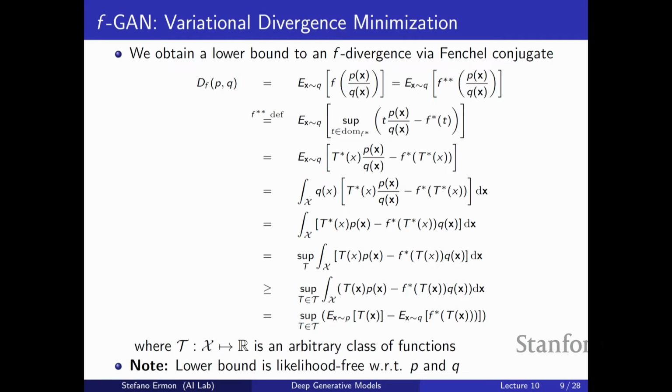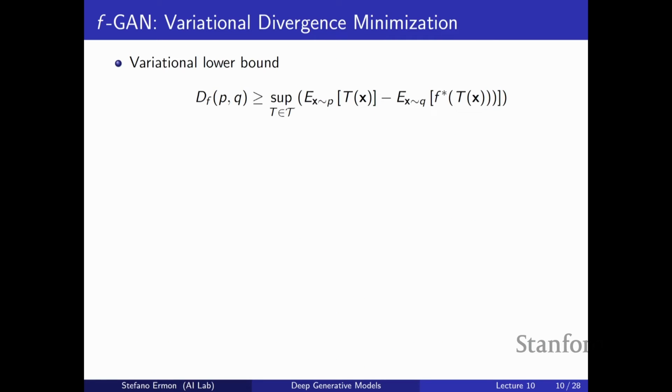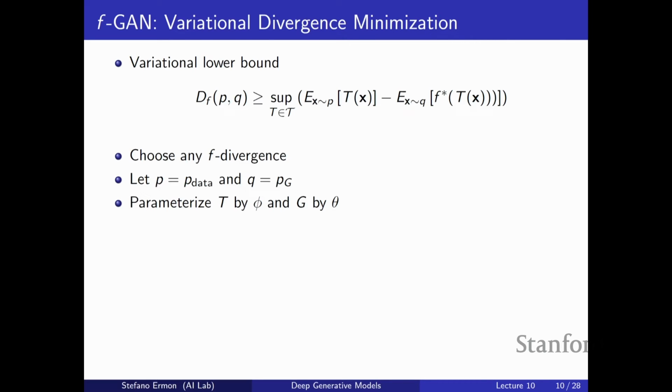Cool. The thing to note is that the lower bound is likelihood free, in the sense that you can evaluate it just based on samples. Once you have this lower bound on the f-divergence, you can get a GAN-like objective as follows. You choose an f-divergence of your choice. You let P be the data distribution and Q be the model distribution defined implicitly through some generator G. Then you parameterize both using neural networks.